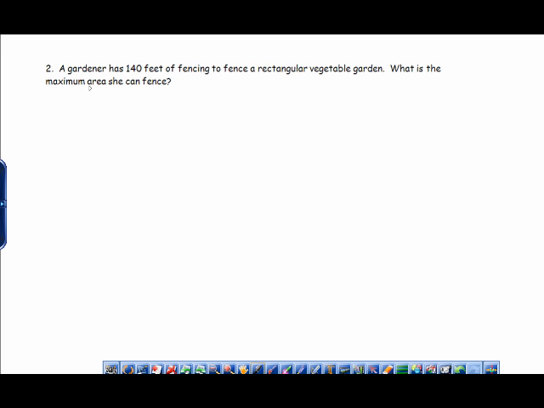So number 2 says, a gardener has 140 feet of fencing to fence a rectangular vegetable garden. What is the maximum area she can fence? Now, on your notes, I believe it has parts where it first asks you to define your variables and write an equation for what you're trying to maximize. Now, we're trying to maximize area. So I'm going to say that area equals length times width. And if I draw this picture, you can define it however you want. This can be width, this can be length.